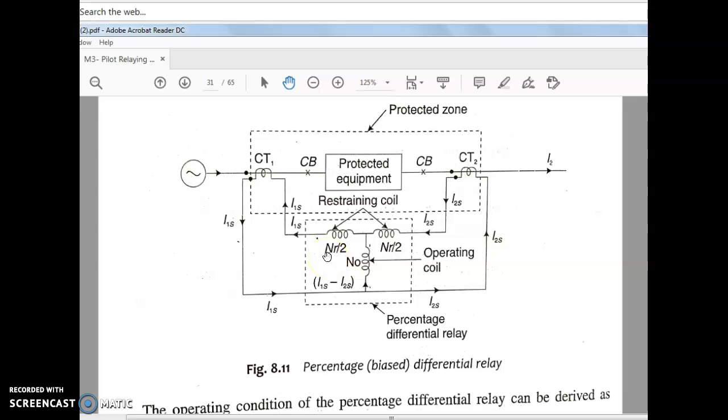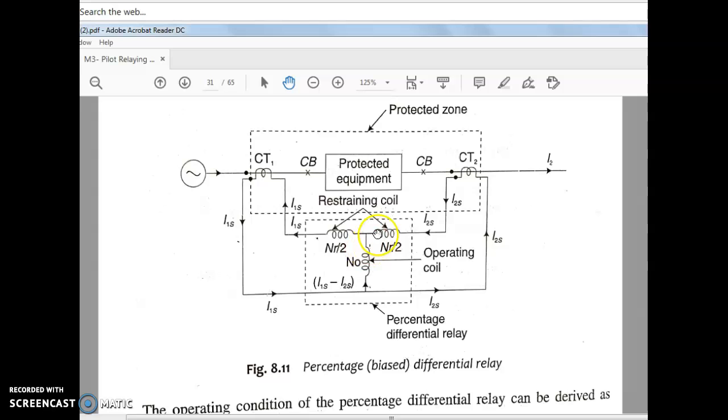You know that when the relay starts operating, the operating torque must be greater than the restraining torque. We have discussed torque for the electromagnetic type of relay: operating torque should be greater than the restraining torque, then the relay starts operating. Here also the same concept applies. The operating coil produces the operating torque for the relay operation. When the operating torque exceeds the restraining torque, the relay operates.